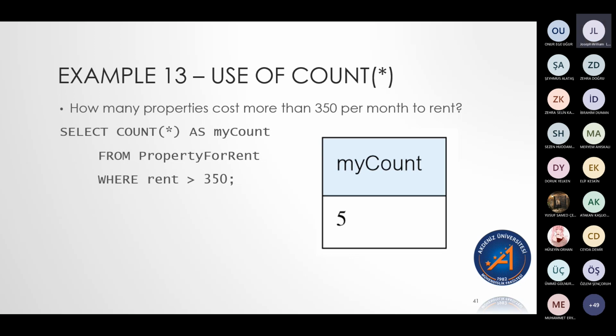So if we wanted to know which properties had rent greater than 350, we could take out the count part, and here's just a select star from property for rent, and then we would get all the information for all properties with rents greater than 350.